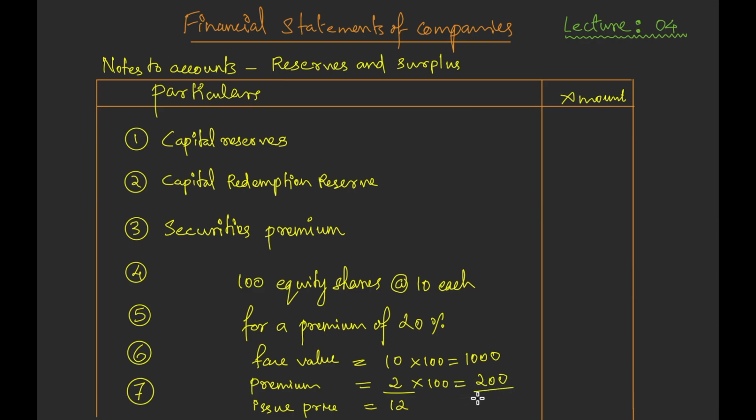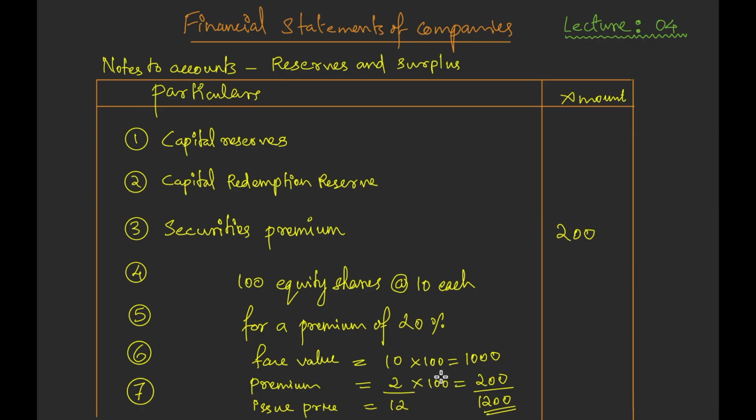The total money that the company is getting is 1000 plus 200, 1200. So this is the total amount the company is getting by issuing 100 equity shares at 10 each for a premium of 20%. Here this 1000 rupees, that is the face value of 100 equity shares, will be shown under share capital, and this premium amount, this 200, will be shown under reserves and surplus in the notes to accounts under securities premium. So under securities premium, we will write 200. Okay, so this is the securities premium.